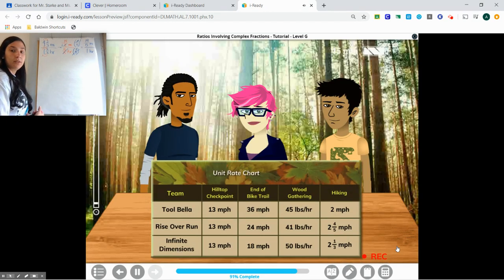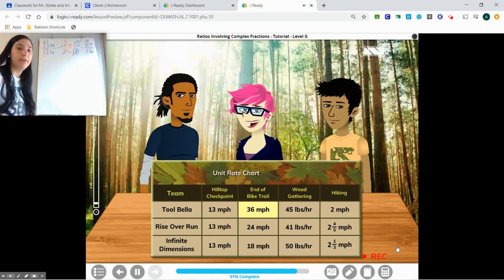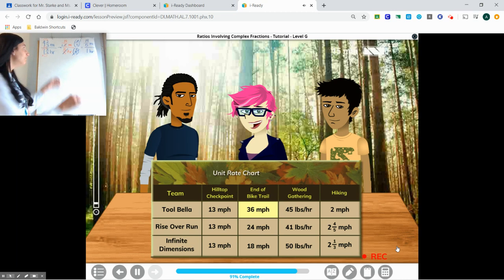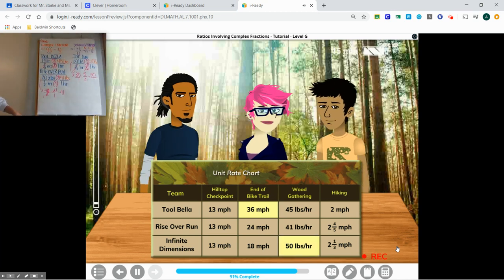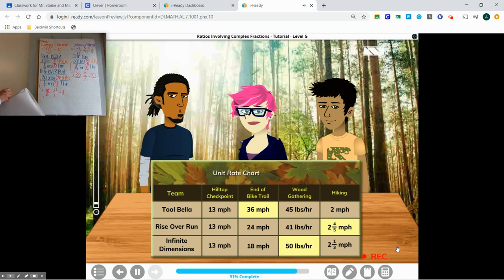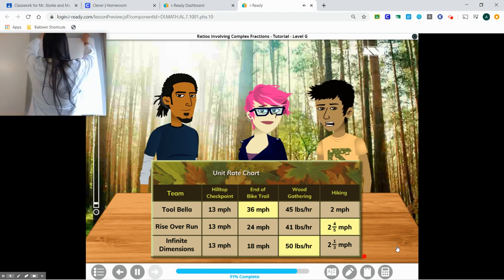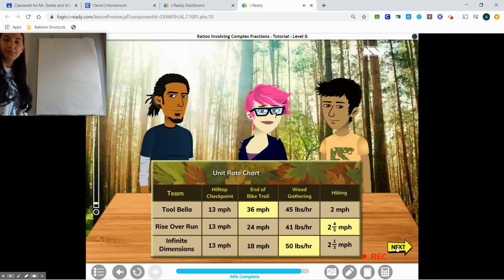Well, out of 4 events in this race, we have 1 tie. I want a fresh piece of paper. Toolbella won the downhill bike leg of the race. Infinite Dimensions won the wood gathering trial with some great wood picking skill. And Team Rise Over Run won the final hiking event. I guess with 3 great teams, it's no surprise it ends in a 1-1-1 tie. Yes, these teams sure breezed through the course.